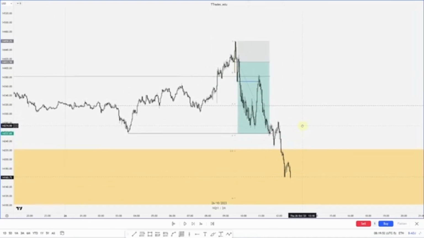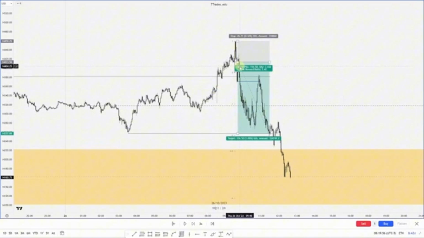Now, the next thing I did was drop down into the lower time frame, look at the daily profile, and then find an entry targeting those London lows.